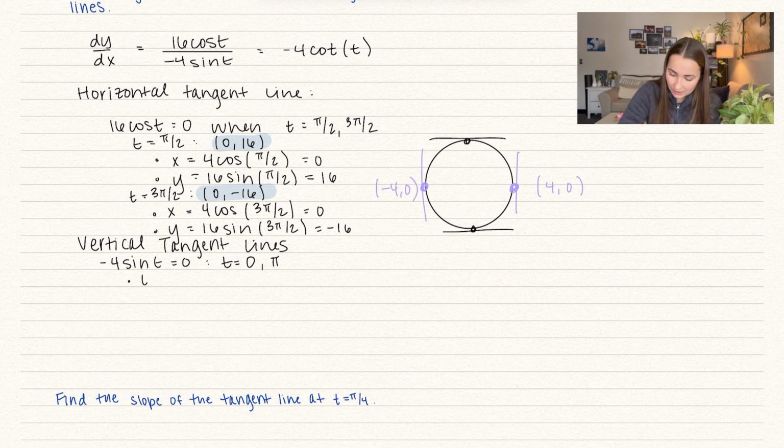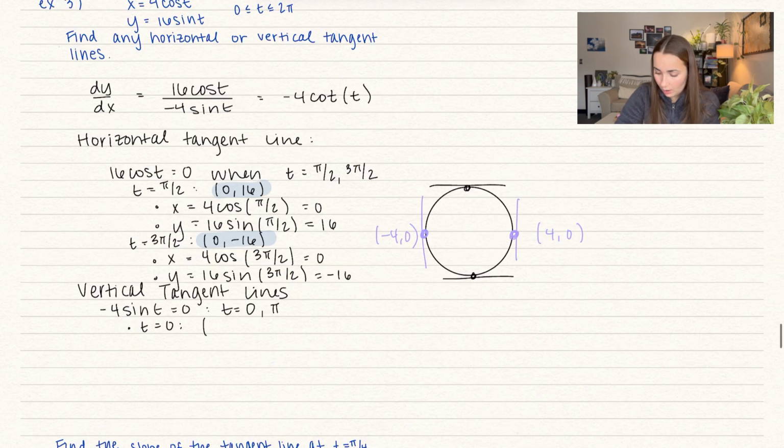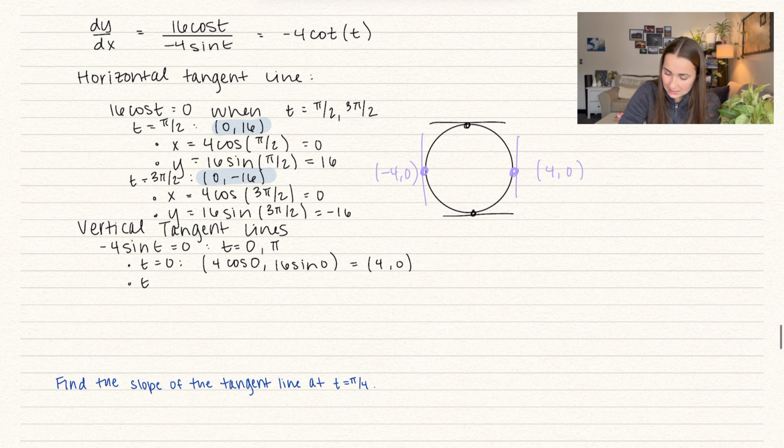So let's go ahead and plug in t is equal to 0. Our point is going to be 4 cosine of 0, 16 sine of 0. So this is going to be 4, 0. Same thing with our other point. When t is equal to pi, I'm just going to write in our actual point. We end up with negative 4, 0, right? And so those are the 2 points where we have a vertical tangent line.